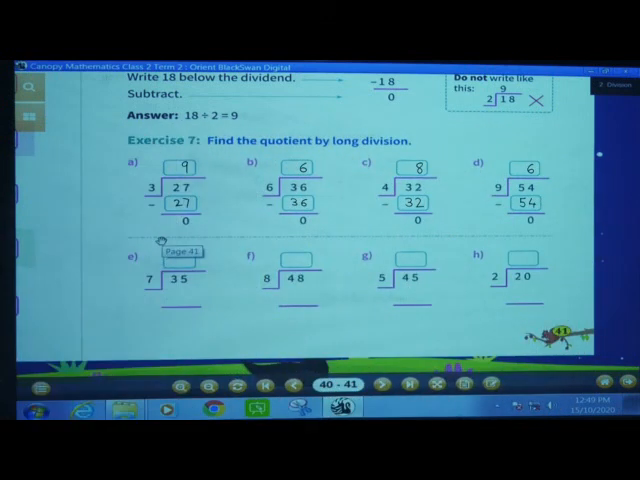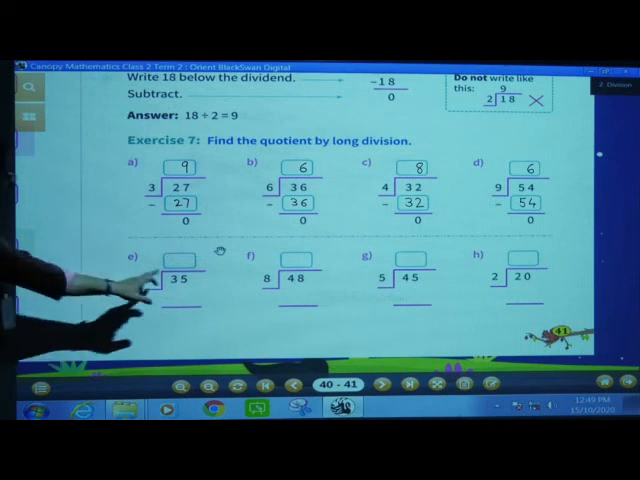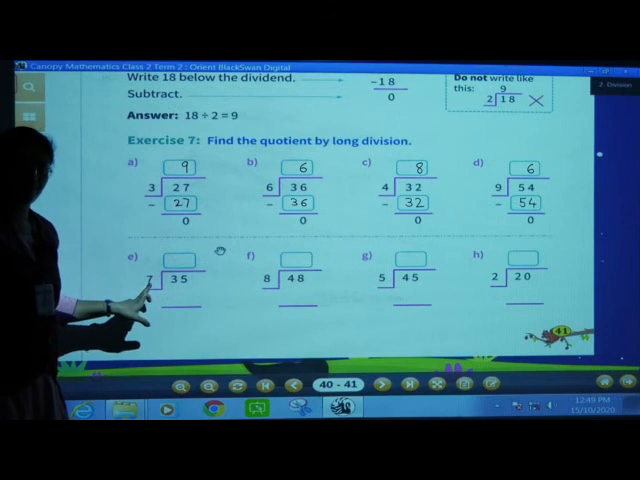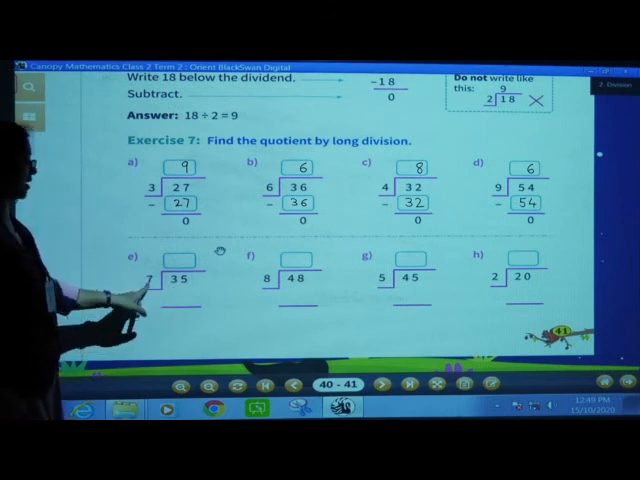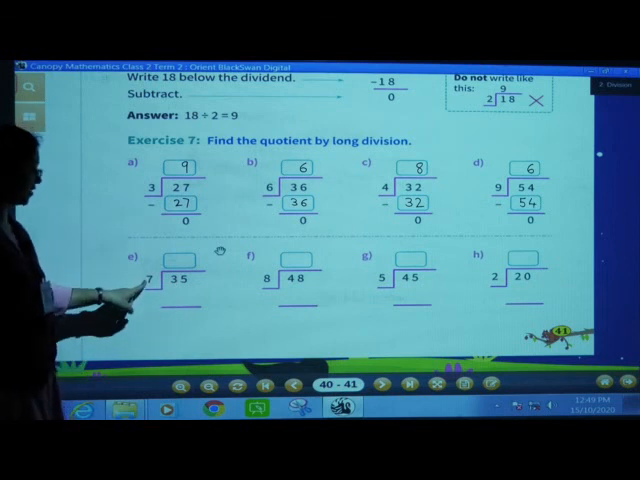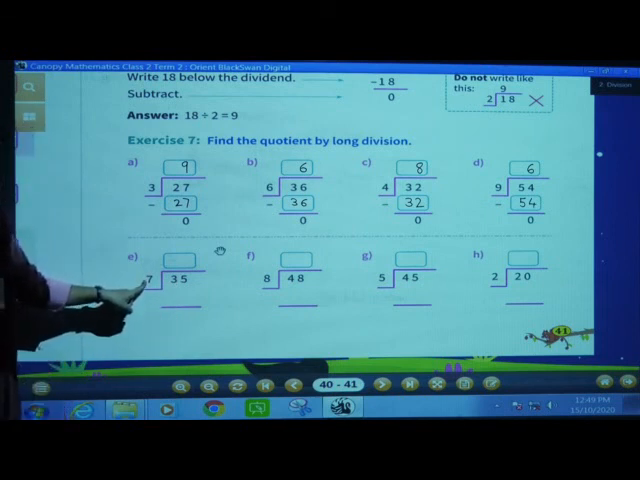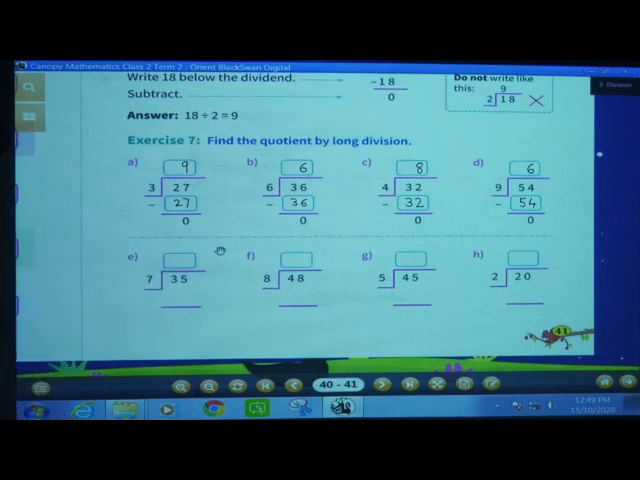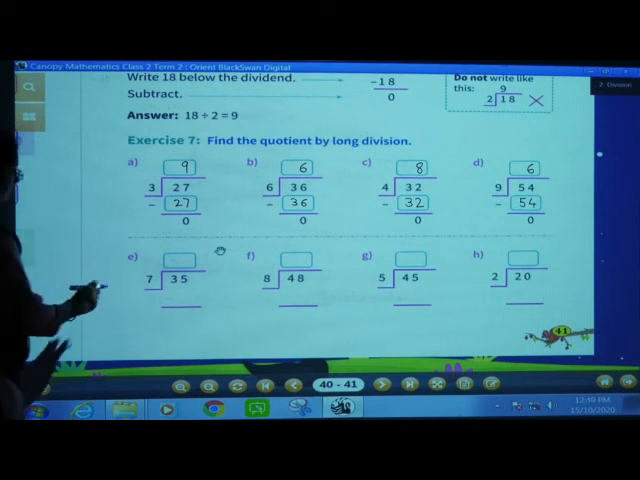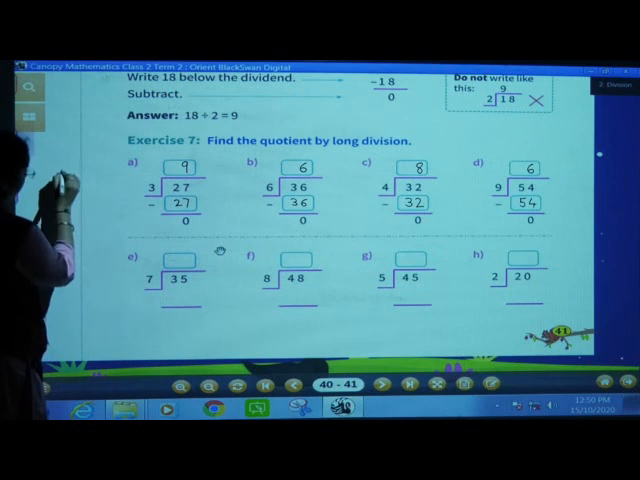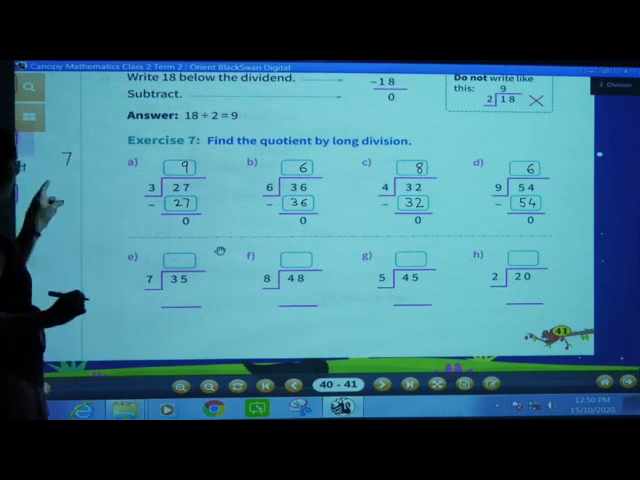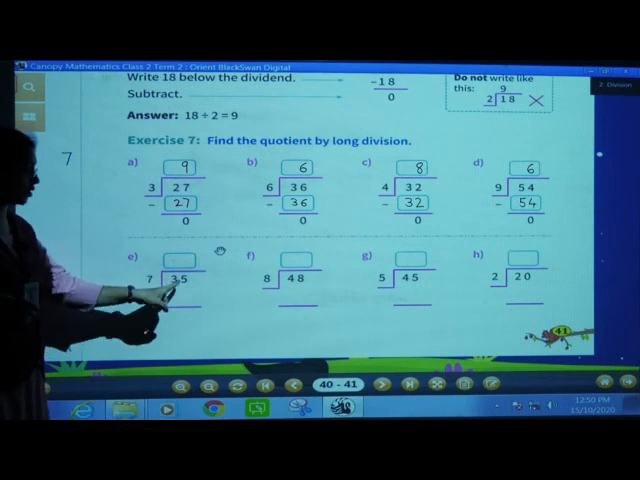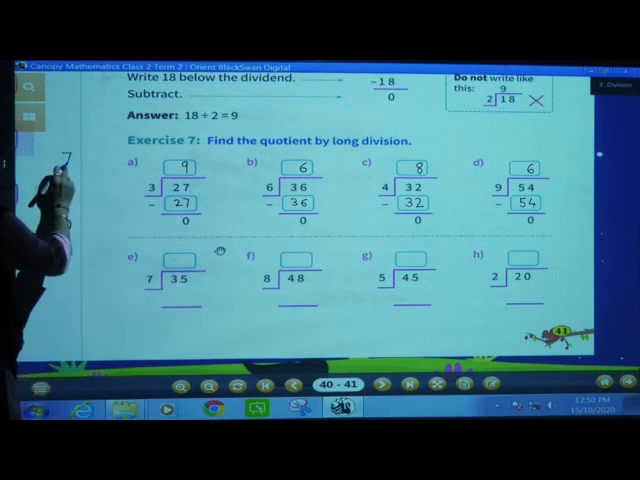Next, 35 divided by 7 means 35 is the dividend, 7 is the divisor. Okay? Then we have to find the quotient. I will write here table of 7. 7 ones are 7. We have to say table of 7 till we reach 35. Okay? 7 ones are 7.